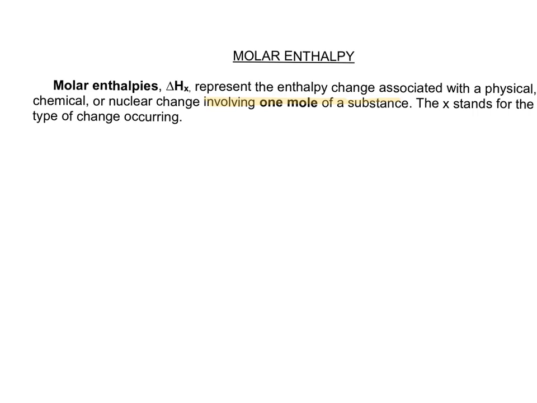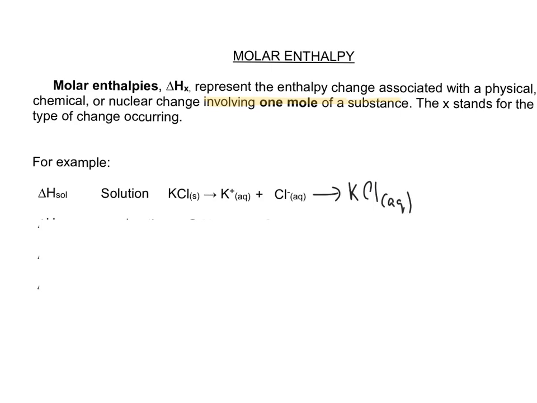The X will stand for the type of change occurring. So there's different delta Hx's. For example, you can have delta HSOL, which means the molar enthalpy change for a solution, dissolving a solid. You can have KCl, solid going to K plus and Cl minus, AQ, or it goes to KClAQ. You can write it as the ions here, or you can write it as the compound, but both have to have AQ. Either way is acceptable.